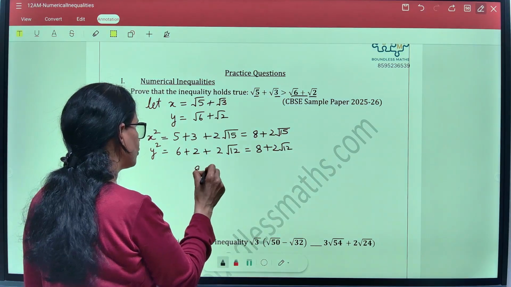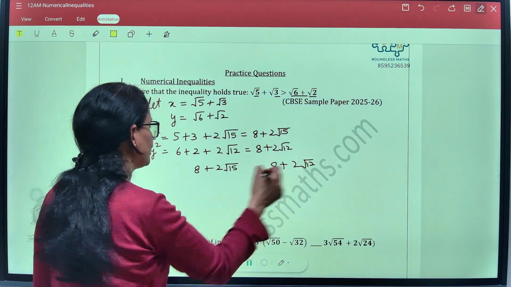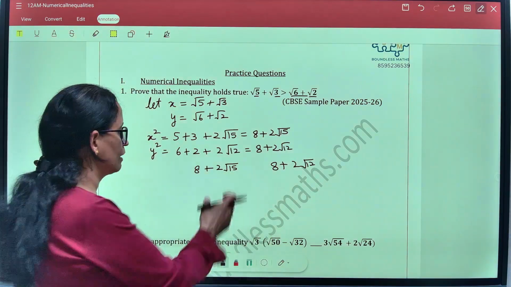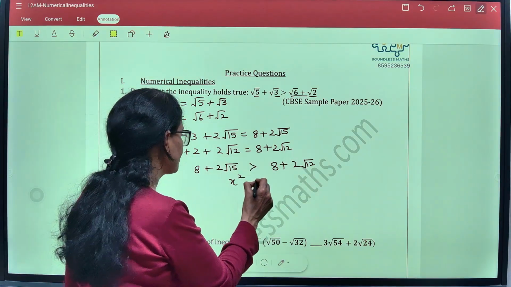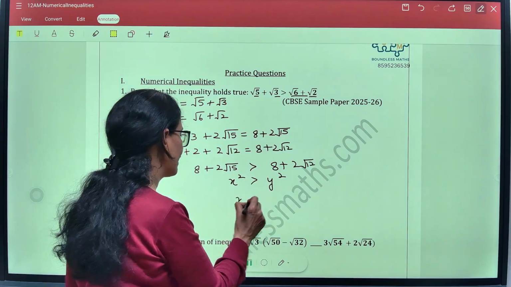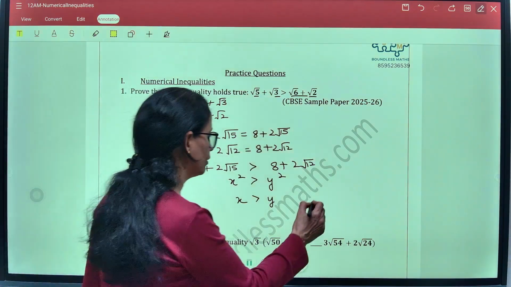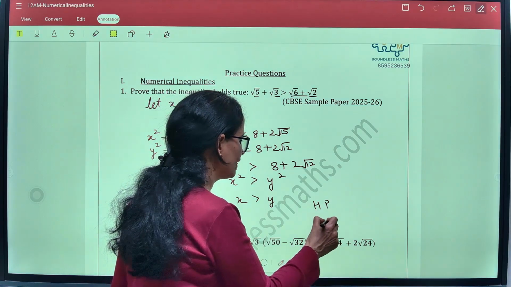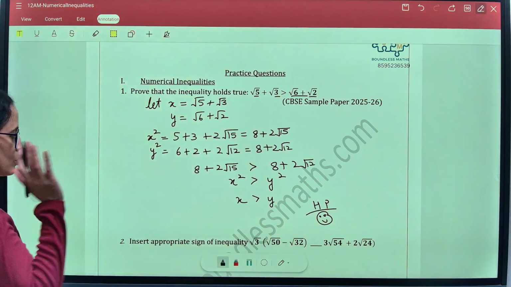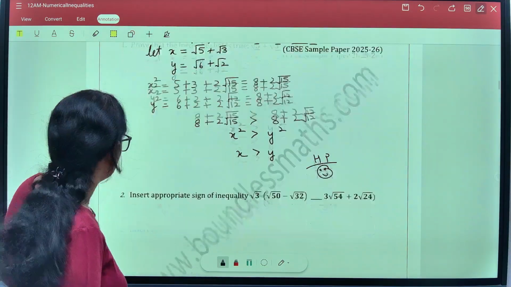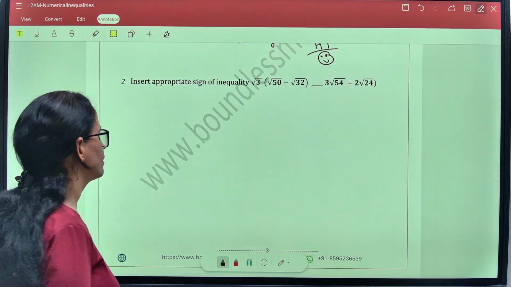Now if you compare these two values, which of these is bigger? Obviously 8 plus 2 square root 15 is bigger, because the 8 plus is the same, and the 2 is also the same. So this is bigger. Now because x square is bigger than y square, that means x is greater than y, and hence the given inequality is proved. Done? So this question was there in this year's sample paper, so you might get a similar question on numerical inequalities. Let's see how to solve another question where we have to insert the appropriate sign in this inequality.